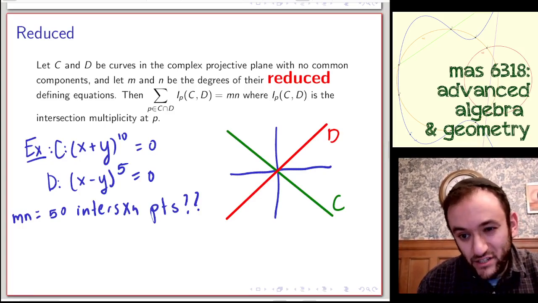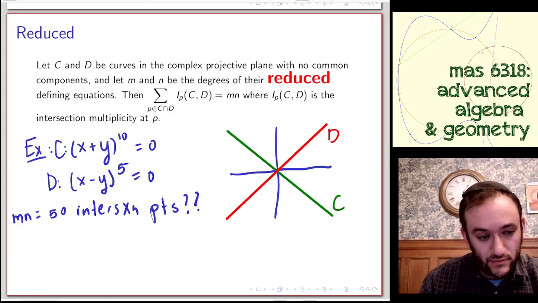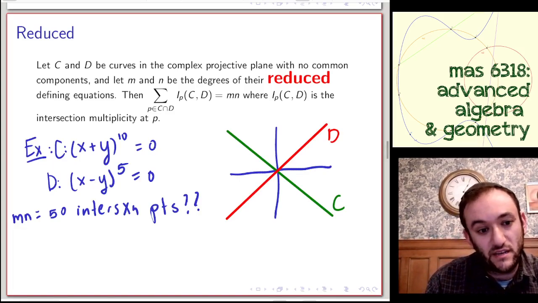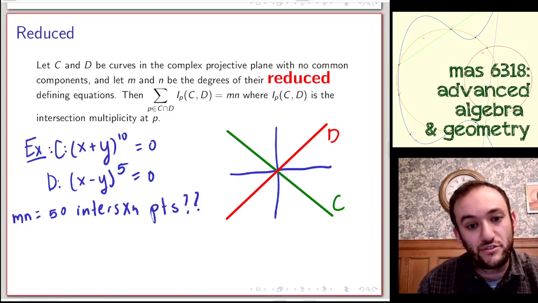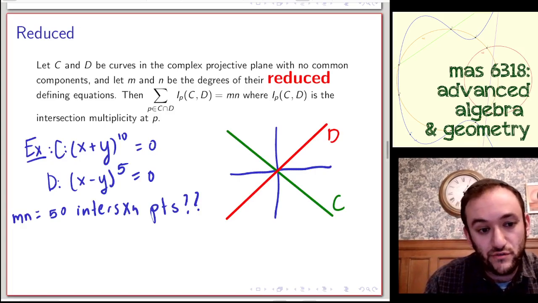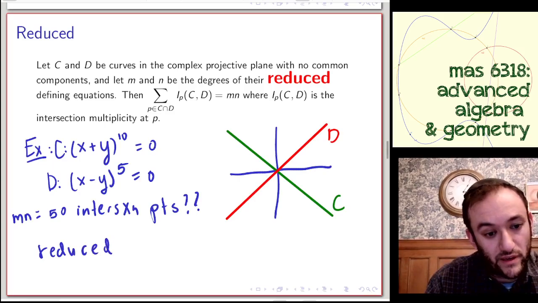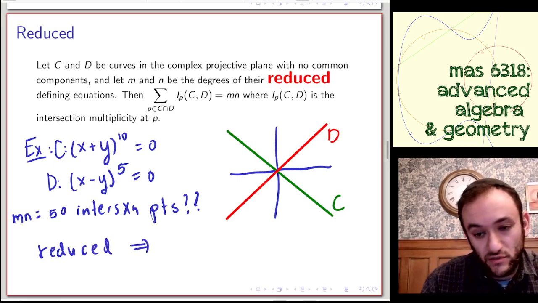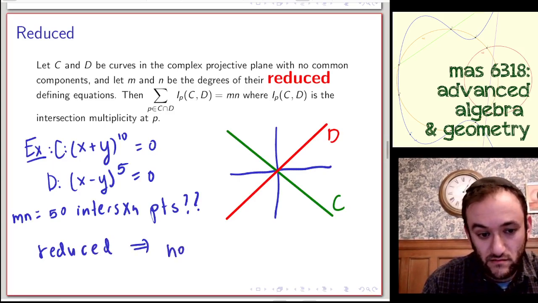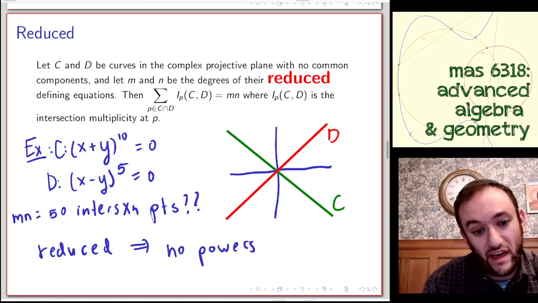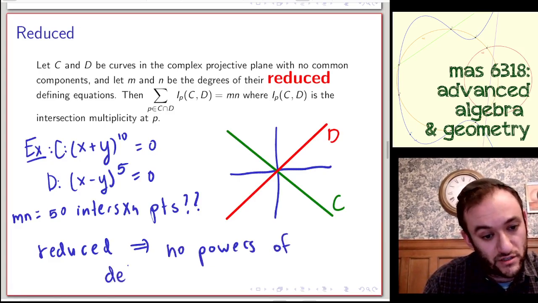So you can address this using tools like intersection multiplicity, but Cox, Little, and O'Shea choose to require that these are reduced. So reduced means that we don't allow powers like this. No powers of defining equations.